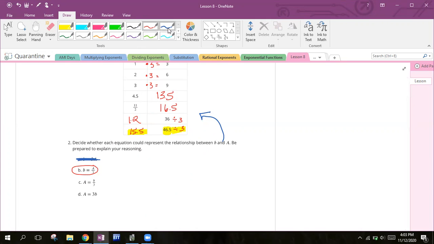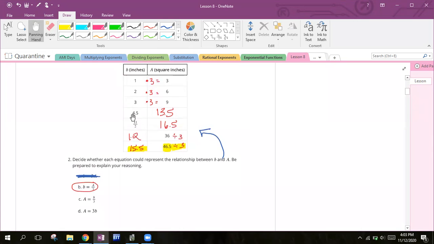Okay? And then going on to C, it says the area is the base divided by 3. So I'm going to go up here. Let's see. Okay, here's my base. If I take it and divide it by 3, that should equal 13.5. So 4.5 divided by 3, I get 1.5. Well, is that what this is? No. So that is not our relationship. So it's not C.